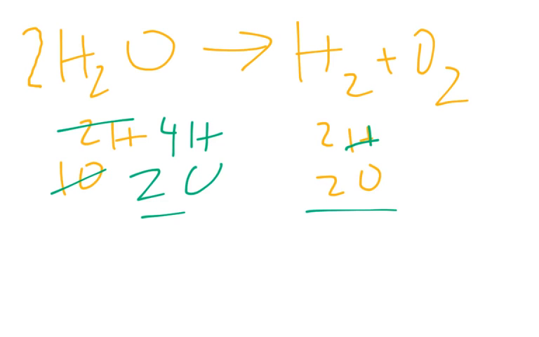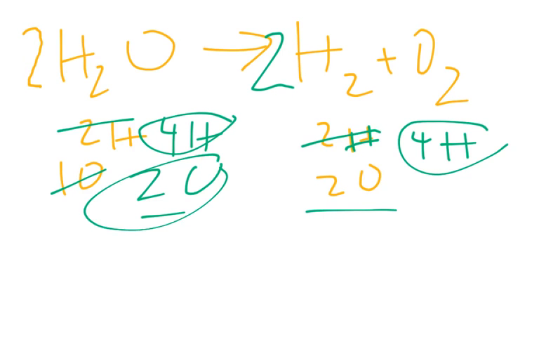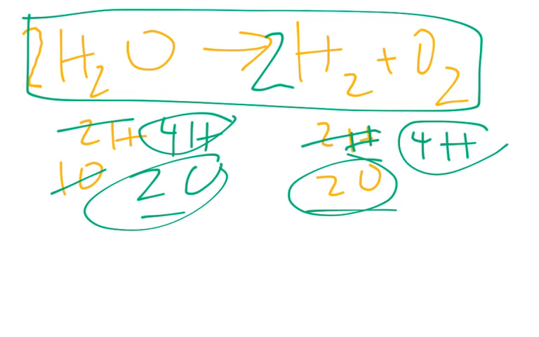We need to multiply the number of hydrogens by 2, so why don't we just add a 2 here? And now we have 4 hydrogens. So 4 hydrogens and 2 oxygens on each side, we have a balanced chemical reaction. So not so bad. I mean, we balanced the oxygens first, but we ended up messing up the number of hydrogens on both sides. So we fixed that, and in the end it all worked out.